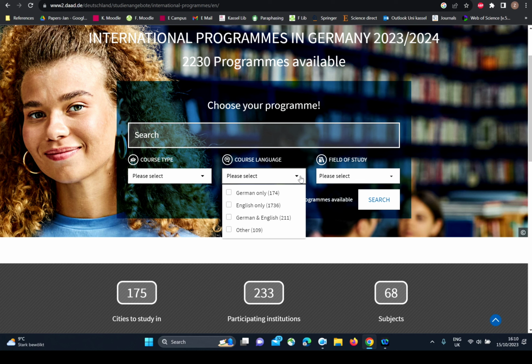And once you start getting your admit from the university, please make sure to apply for a visa as soon as possible. In order to apply for a visa, you have to book an appointment. In India, for example, I was near Delhi, so I booked it nearby Delhi. So you have to go to the VHS portal Delhi.